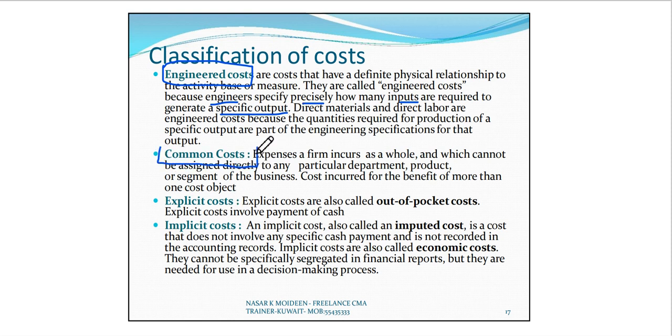Then we have common cost. These are the expenses a firm incurs as a whole, which cannot be assigned directly to any particular department, product, or segment of the product. Or we can say cost incurred for the benefit of more than one cost object.